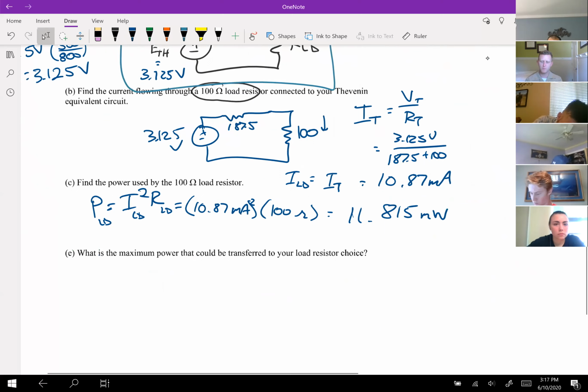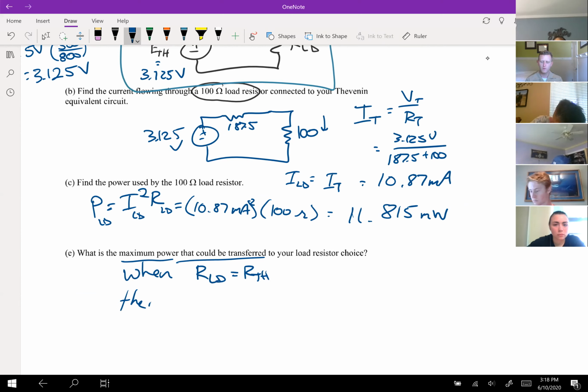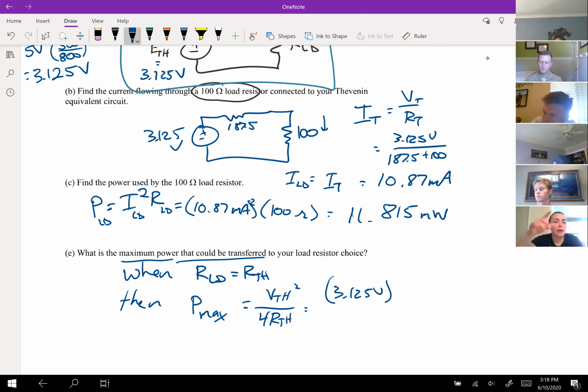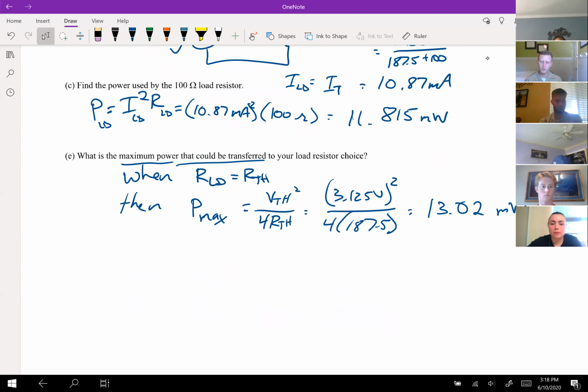The last one is the maximum power that could be transferred. So when our load is set equal to our Thevenin, then the maximum power equation is occurred. So I could use the shortcut and say V Thevenin squared over 4R Thevenin. That would be 3.125 volts squared over 4 times 187.5. And that gives me 13.02 milliwatts.